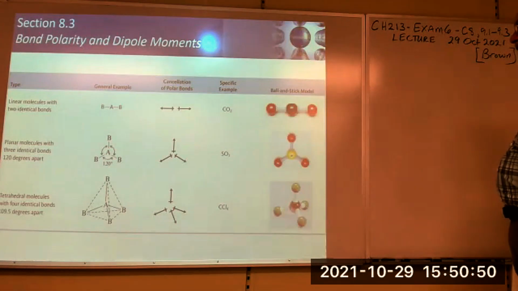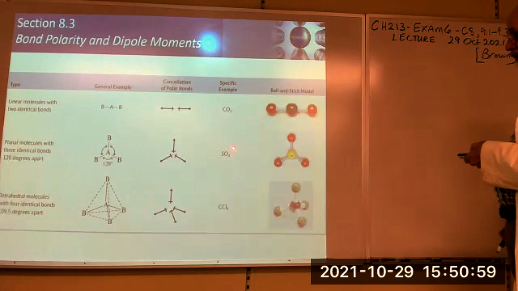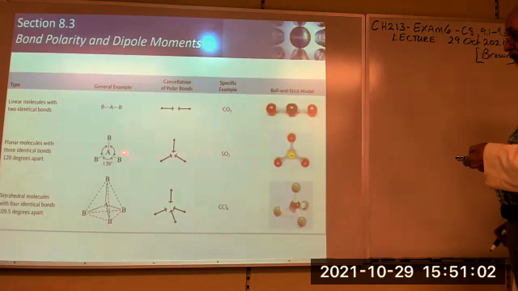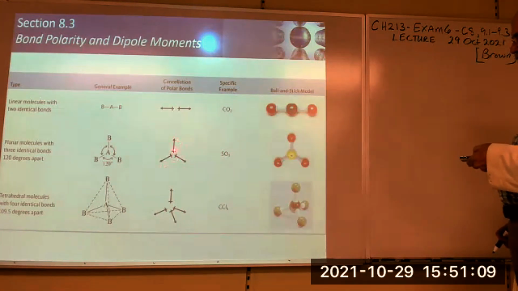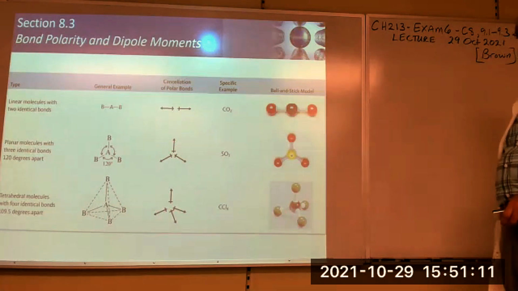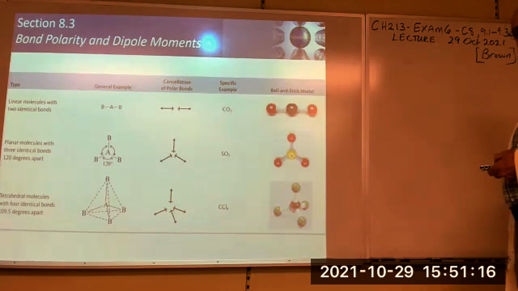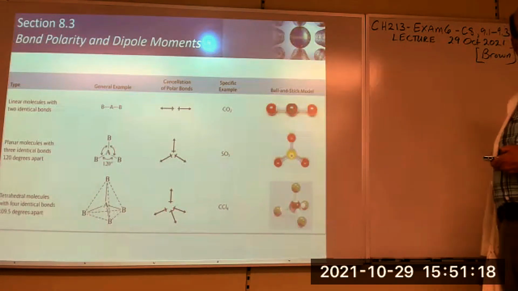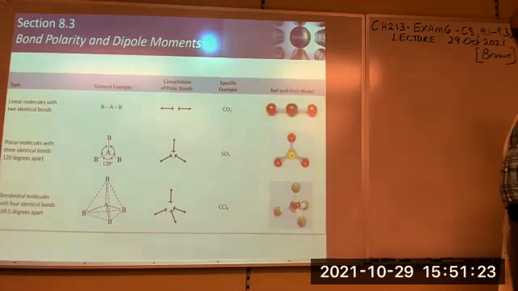Let's see. Now, why is this one new here? Oh, example. Right. So for sulfur trioxide, you got polarity toward the oxygens, but they're all pointing in equal directions to an equilateral triangle, so they cancel each other out. And carbon tetrachloride is the same way. Chlorine is more electronegative than carbon, but it's a regular arrangement, so the vector addition is 0.